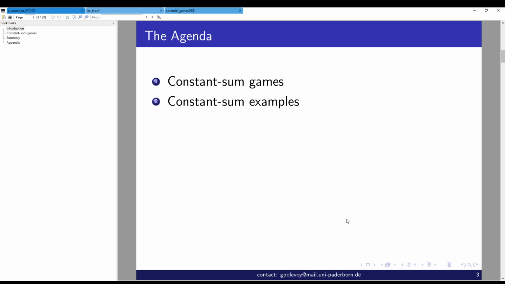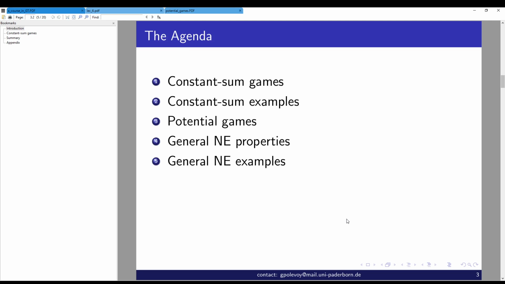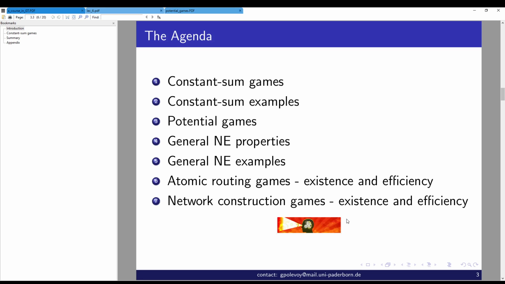First we're going to look at constant sum games. We looked at them already, and now we are going to return, having proven that Nash equilibria always exist in the mixed extension of a finite game. We're going to look at both the theory and some examples. Then we will return to the potential games, where we proved that even a Nash equilibrium in pure strategies always exists. And then we are going to talk about general properties of Nash equilibria and general examples.